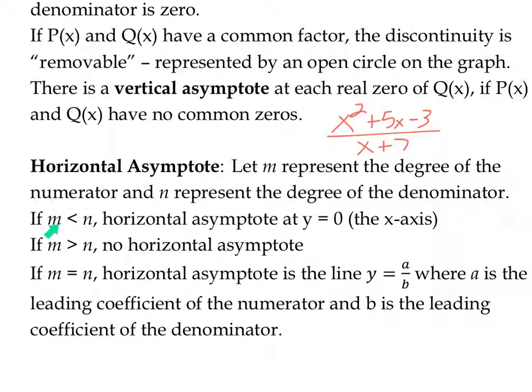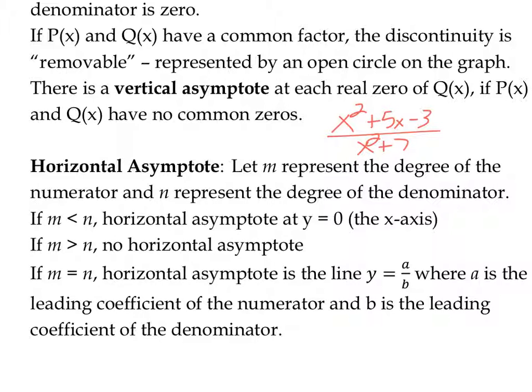If m was less than n, we have a horizontal asymptote at y equals 0. And if m and n are equal, the horizontal asymptote is at y equals a over b, where a is the leading coefficient of the numerator and b is the leading coefficient of the denominator. So if m and n were equal, if I added an x squared in the denominator, so now m and n are equal, then the horizontal asymptote would be at a over b, which would be at 1 over 1.